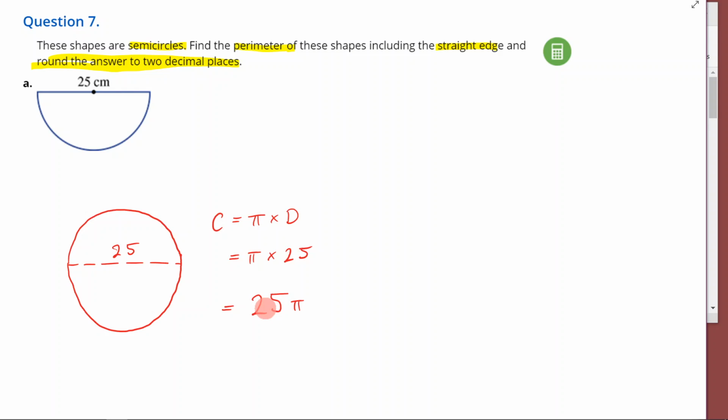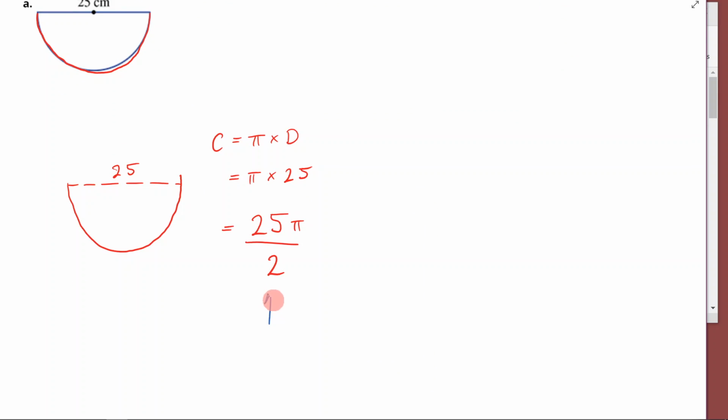Now, that's if we want the entire circumference of this thing. We don't want the entire circumference. We just want half of it. As you can see, we just want half of the circumference. So what do you think we're going to do? Well, to get half of the circumference, we will divide it by 2. And now what we have found is this section right here. So I could come here and I could just label this as the round part.